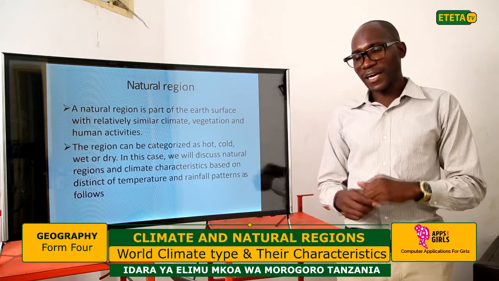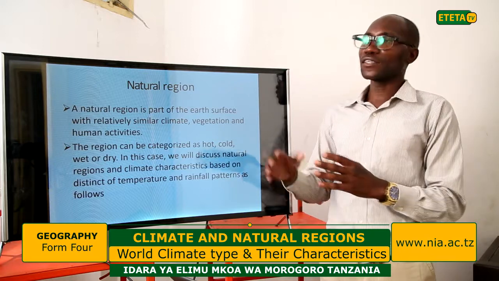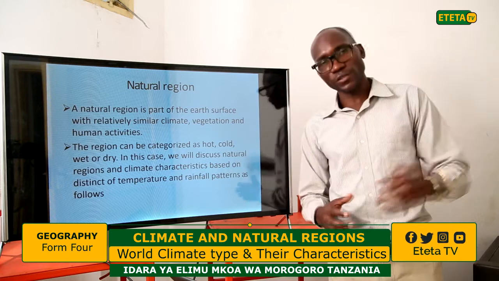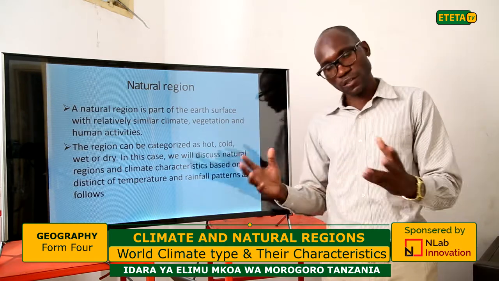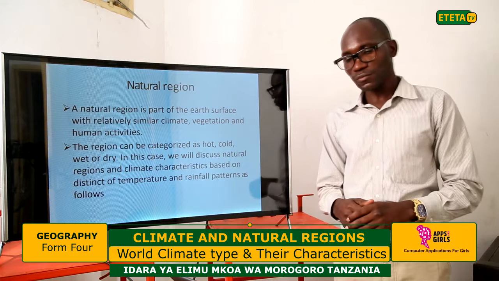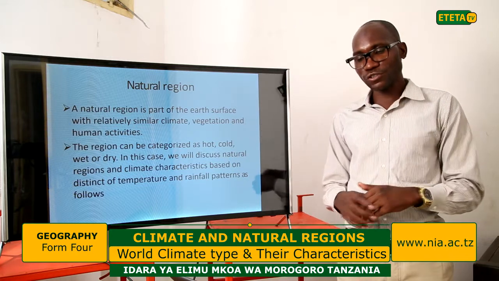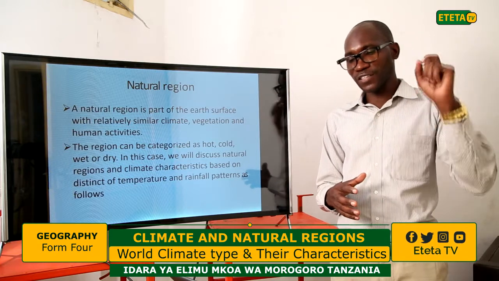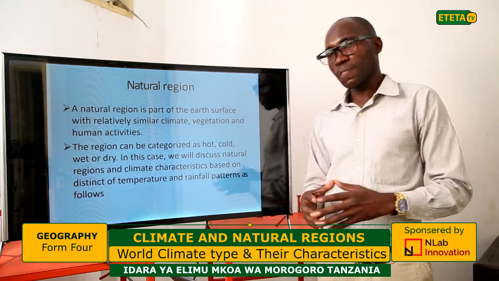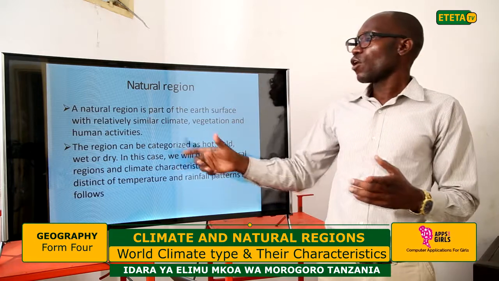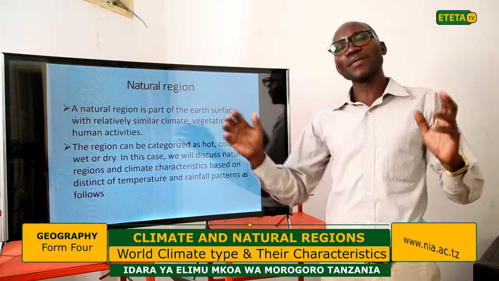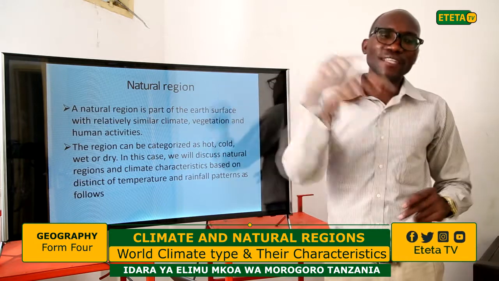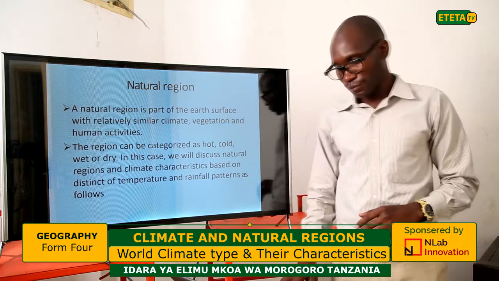The region can be characterized by hot, for instance in Dodoma, very hot, or cold, for instance in Kilimanjaro, very cold, or dry. In this case, we will discuss natural regions and their characteristics based on distinct temperature and rainfall. It means we will discuss these climatic conditions based on two elements, that is temperature and rainfall.